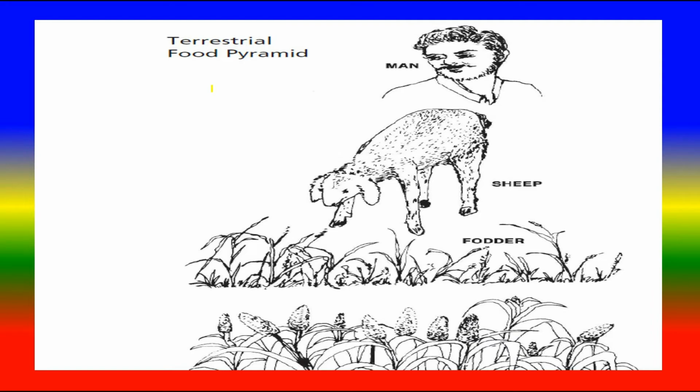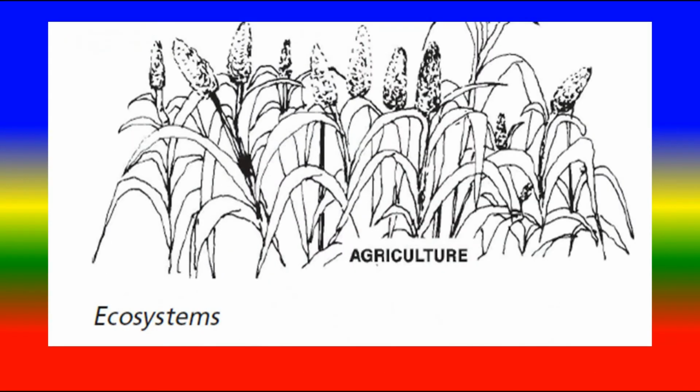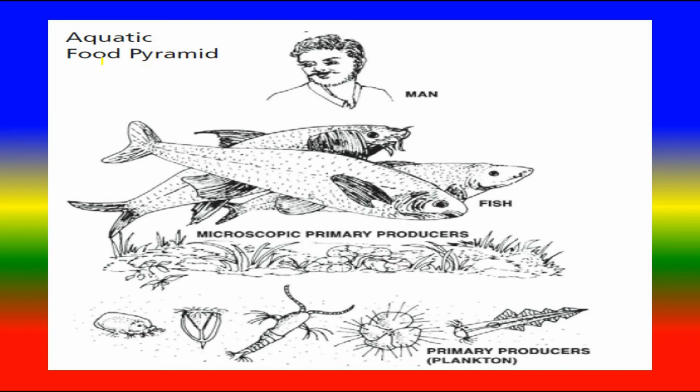Look at this picture. Terrestrial food pyramid. Man, sheep, fodder. Agricultural ecosystems. Aquatic food pyramid. Man, fish. Microscopic primary producers. Then other primary producers.